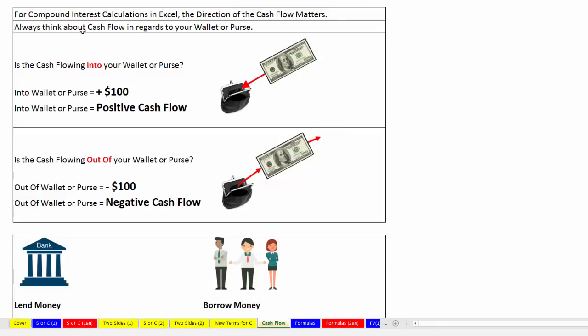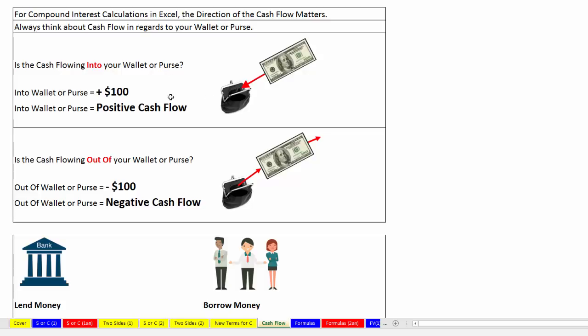Now, for compound interest calculations in Excel and in an advanced finance class, the direction of cash flow matters. You always think of cash flow in regards to your wallet or purse, because sometimes it will be confusing. But if you immediately just say, what direction is the cash going? Is it coming into the wallet or purse, or is it going out? If you remember this little trick, is it coming in or is it going out? You'll always get the cash flow correct.